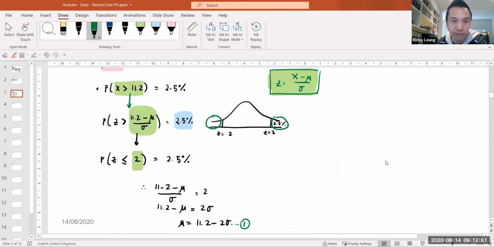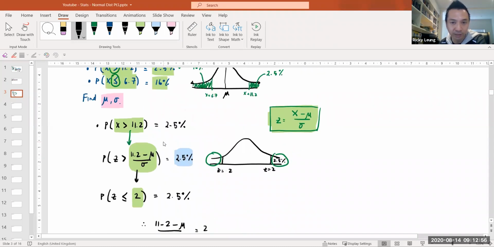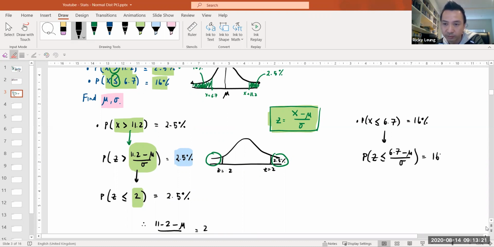So I'm just going to zoom out. Let's do our second point. So that gives us our first equation. The second bullet point then, the probability of x less than 6.7, which equals 16%, right? This guy will give us our second one. Now, once again, I need to standardize this where P of Z. So what do I mean by standardize? I need to apply this formula where it's 6.7 minus mu over sigma equals 16%.